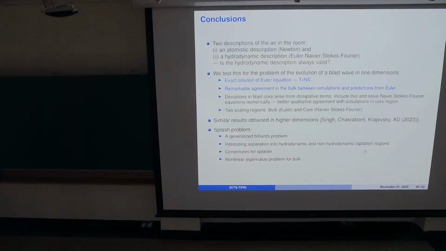If you look at the general solution, it's a double scaling form. In the bulk, it's Euler, and in the core, it's Navier-Stokes. There are two different scaling forms which interpolate in some way. We also have results in higher dimensions, which I didn't talk about.